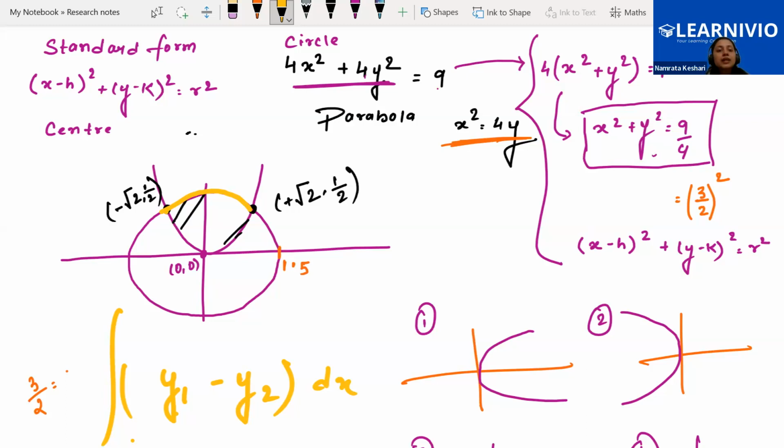So y1 we are going to get from the circle's equation. Y2 we will be getting from the parabola's equation. Now the limit we already know, x is ranging from 0 to root 2. So like that we will only be able to find this yellow shaded part. What about the other part? That we can get by multiplying this integral by 2. Getting it? Yes, ma'am. Please do it.